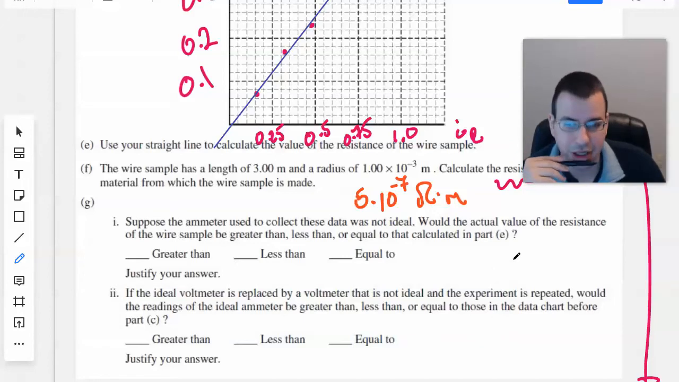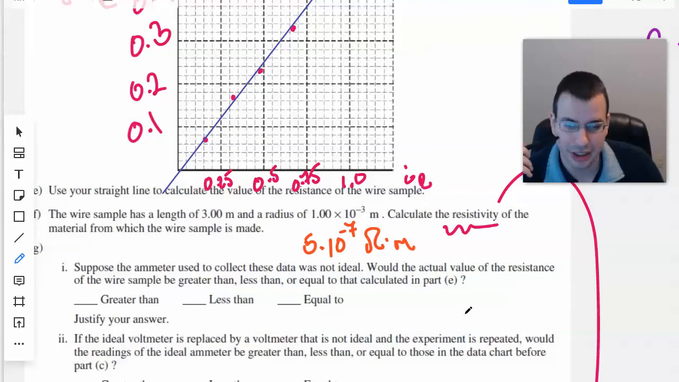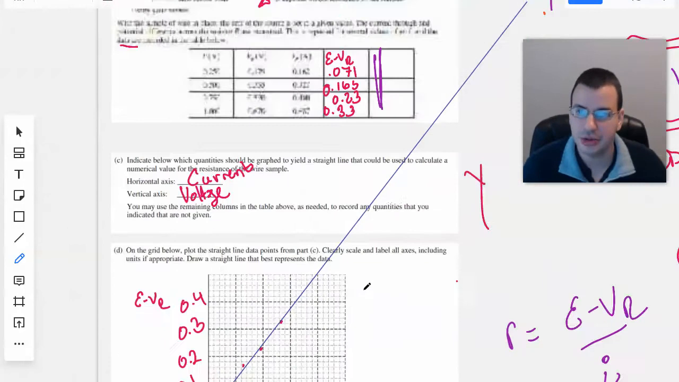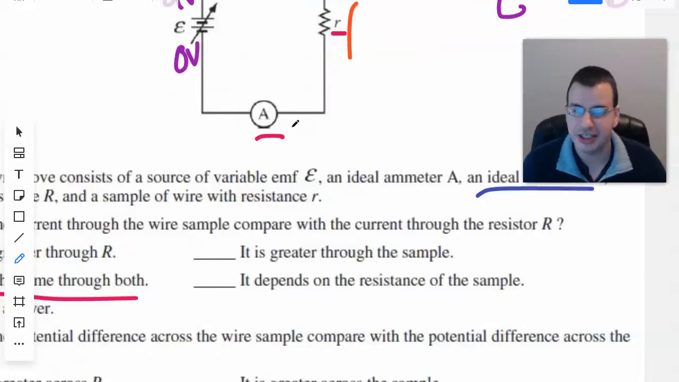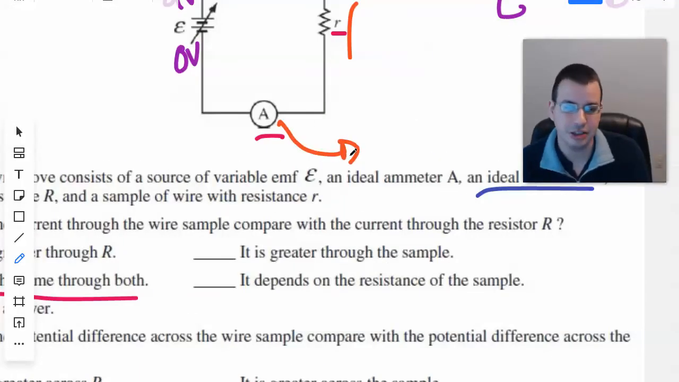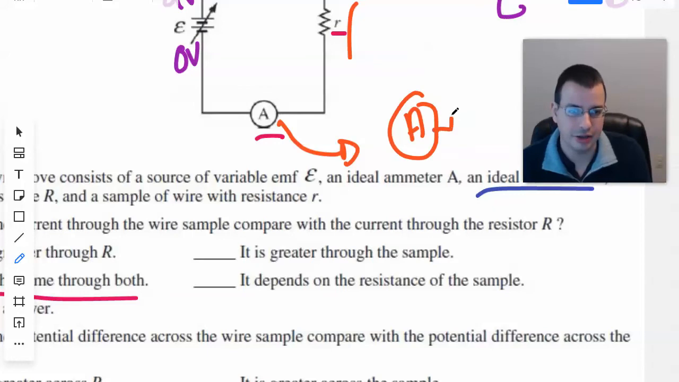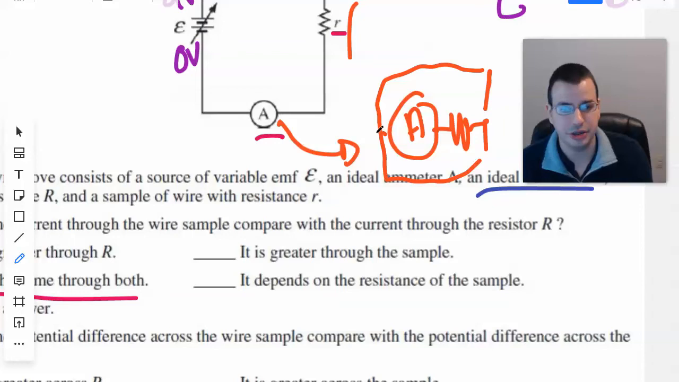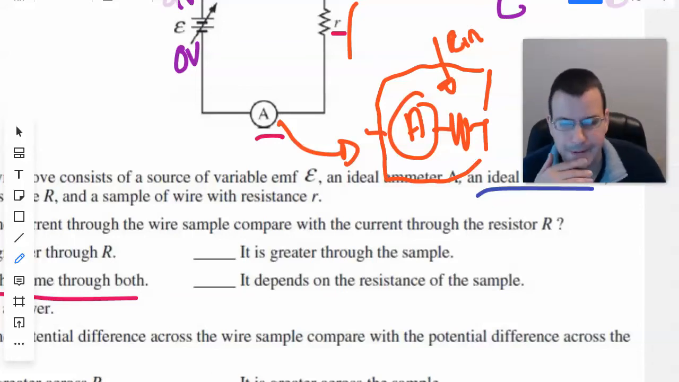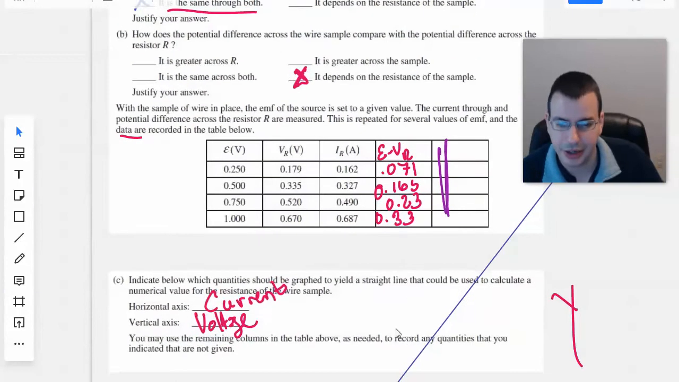Suppose the ammeter used to collect the data was not ideal. Oh, that's not ideal. Would the actual value of the resistance of the wire sample be greater than, less than, or equal to part E? Justify your answer. Okay, so what it's saying here is we got our ammeter up here, and instead of having an ammeter like this, our ammeter actually looks like it would in reality, like this. And there's like this imaginary black box here, and that is our internal resistance. Okay, so then come back down here.